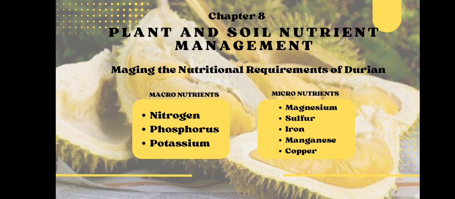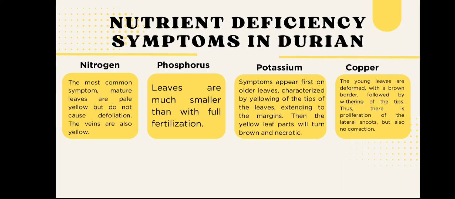So we proceed to chapter 8, which is plant and soil nutrient management. There are macro and micronutrients in managing nutrient requirements of durian. As you can see in the slides, the macronutrients are NPK, or nitrogen, phosphorus, and potassium, while the micronutrients are magnesium, sulfur, iron, manganese, and copper. Those are the necessary elements for healthy growth of durian, which need to be managed to help prevent deficiencies that can cause various issues. The next slide is nutrient deficiency symptoms in durian.